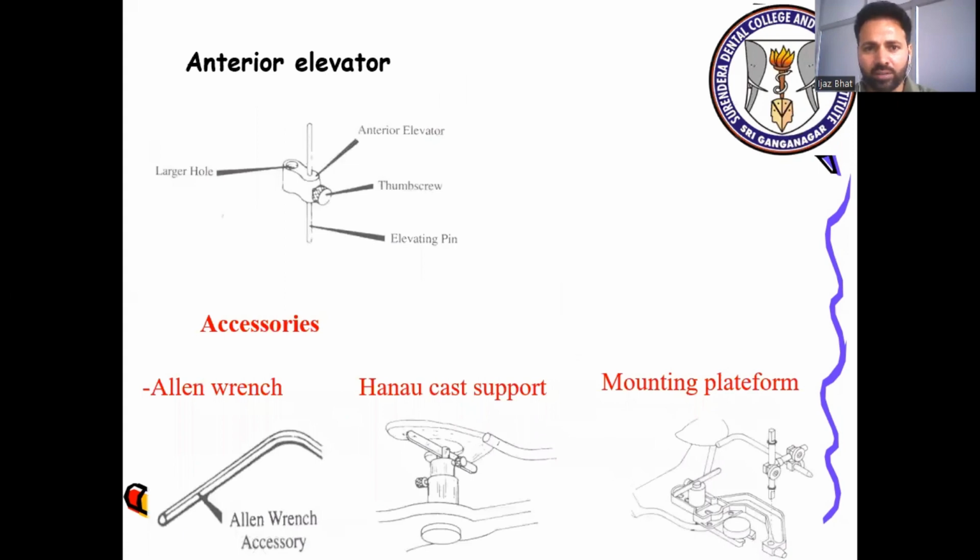This is the anterior elevator, and it comes with different accessories, which are the Allen wrench, cast support, and mounting plate.